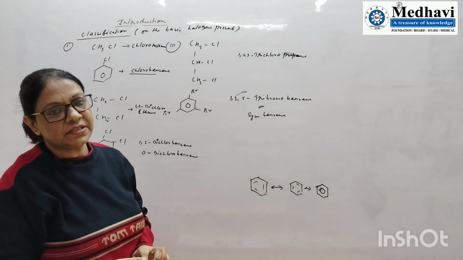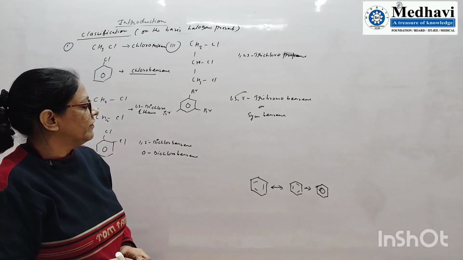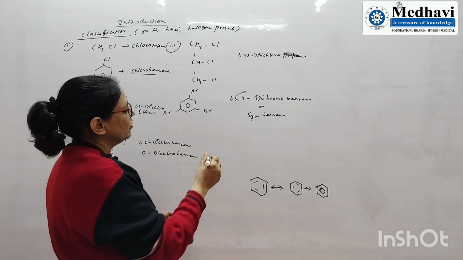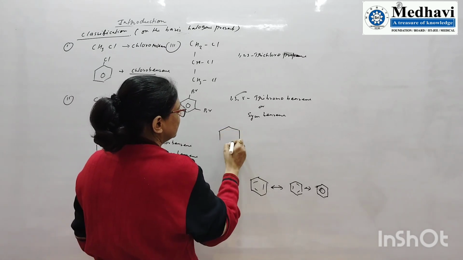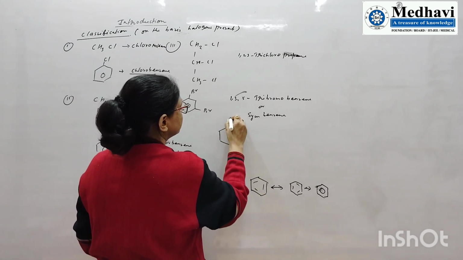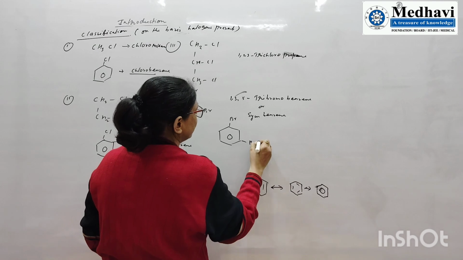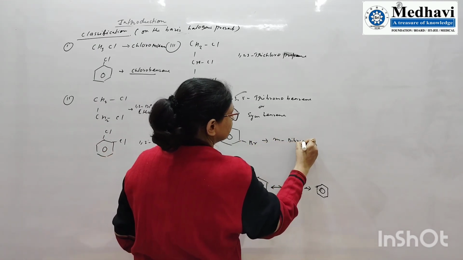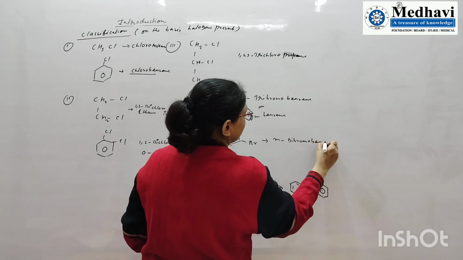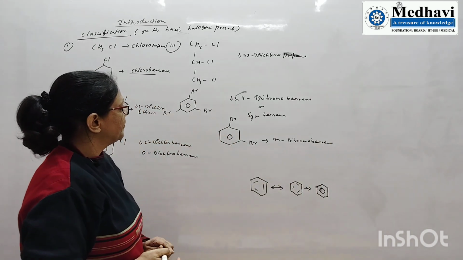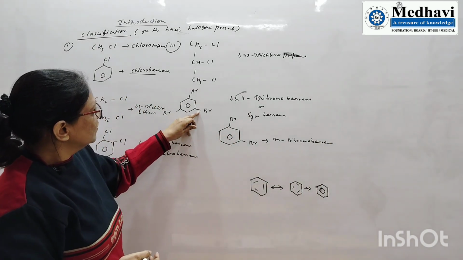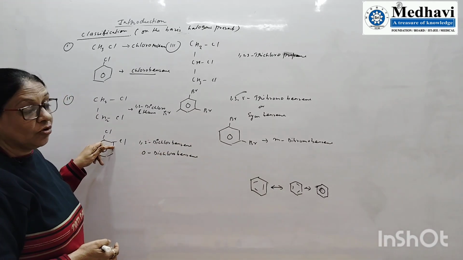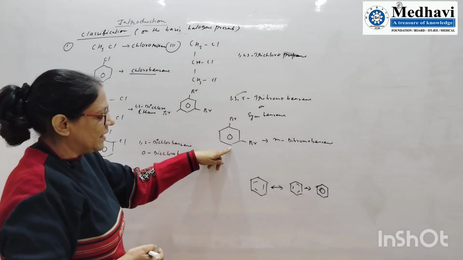If the 3 groups are present on 3 different locations of the benzene, it is called sym. And if it is located on first and third, suppose this is the condition, we can say meta-dibromobenzene is the common name. This is ortho-dichlorobenzene, and this is the para position.